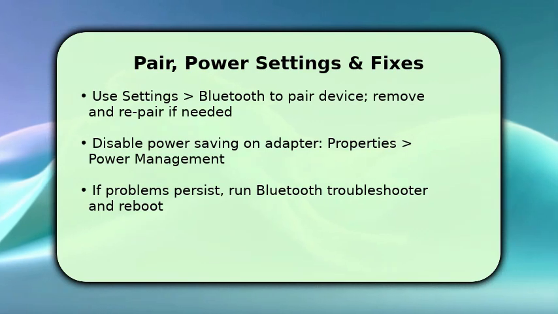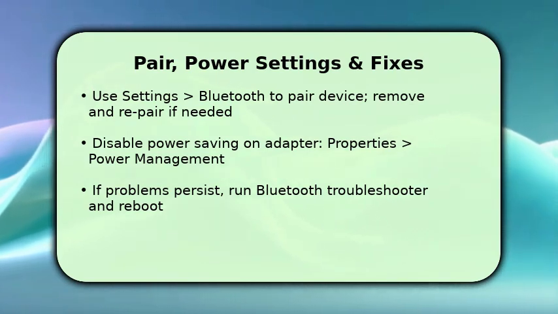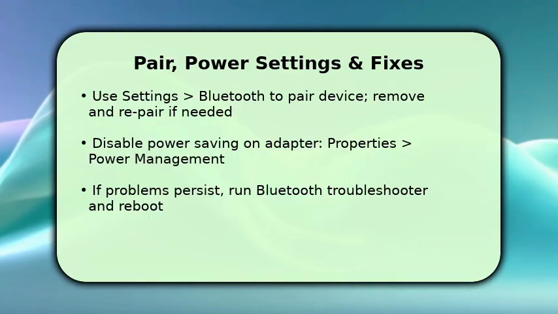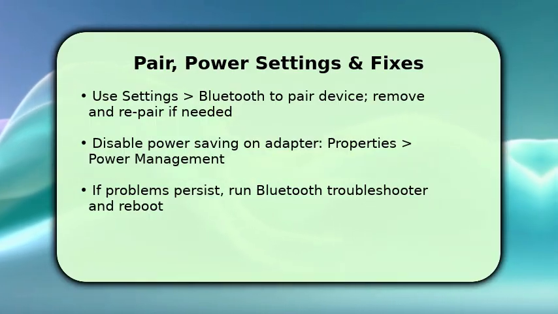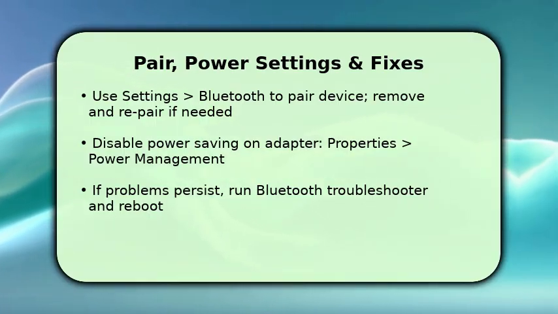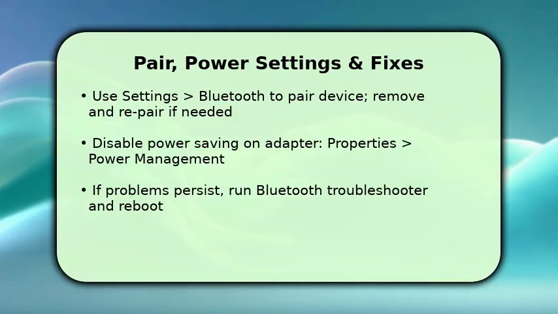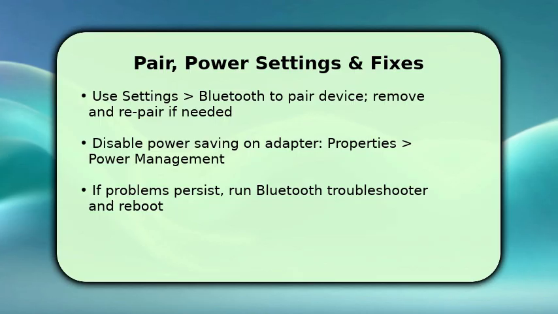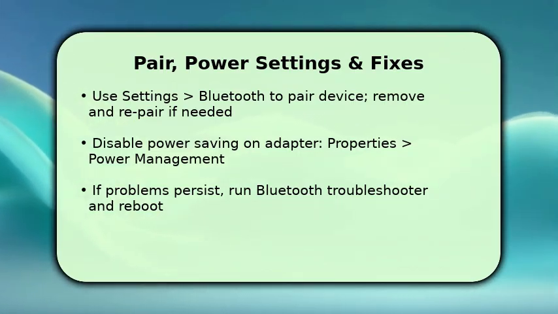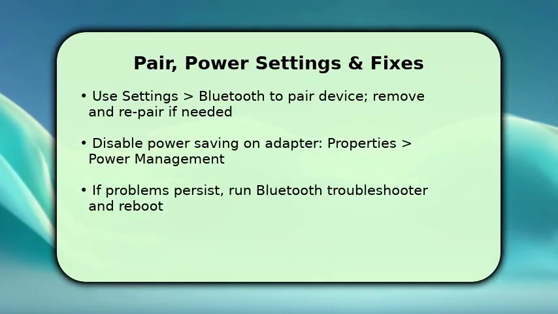Finally, pair the device and lock down power settings so connections remain stable. In Bluetooth settings, add the device or remove and repair a stubborn one. Pairing recreates the secure link. Make sure in Device Manager, the adapter's Power Management tab does not allow the computer to turn off the device. If you still struggle, run the built-in Bluetooth troubleshooter and then reboot. That often resolves lingering state issues.